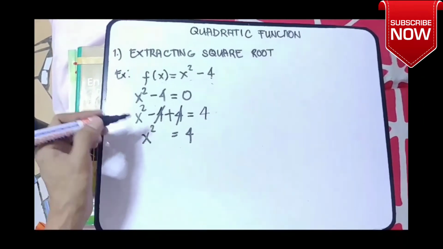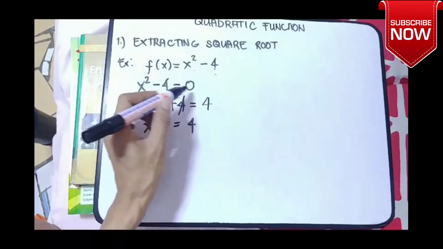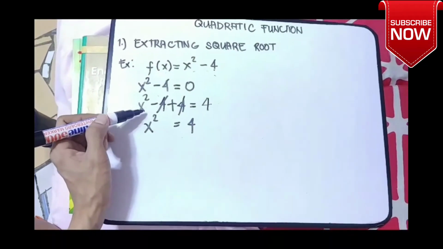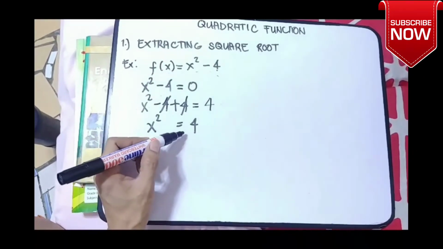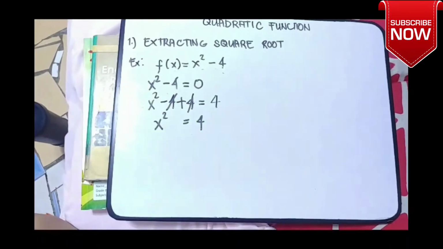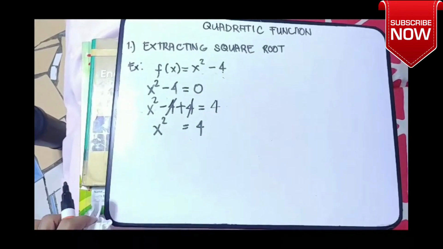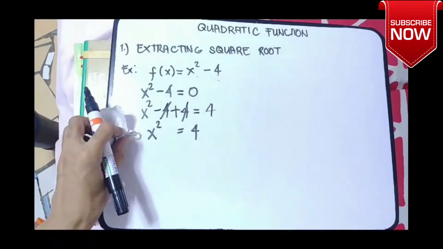Pero para mas mapadali, hindi na natin isusulat yung ganito. Didiretso na tayo sa x squared equals 4 dahil mas mabilis na paraan yung transposing. So again, i-erase natin.